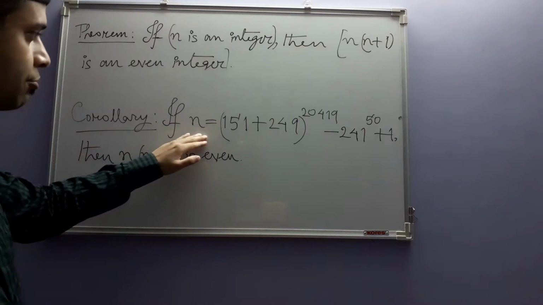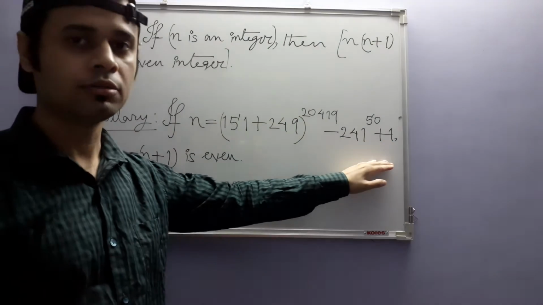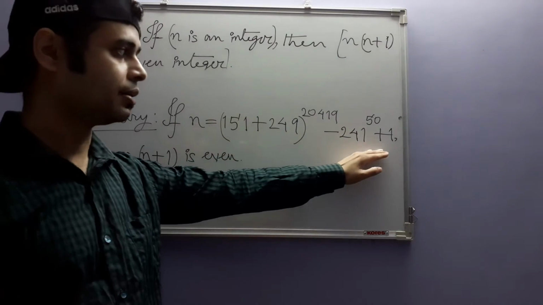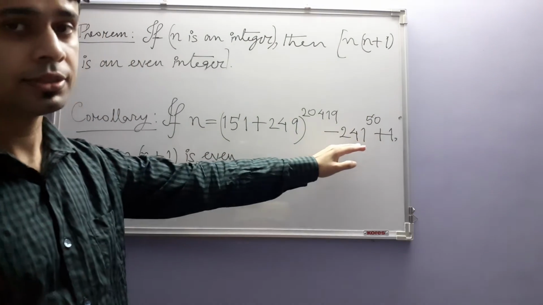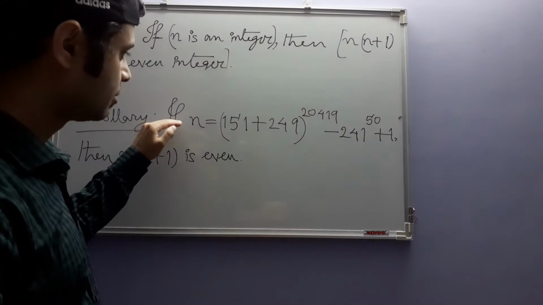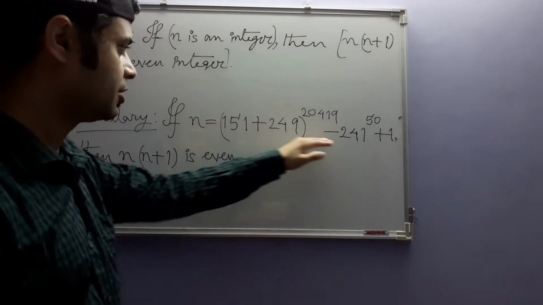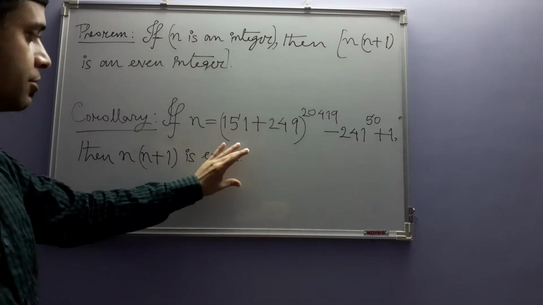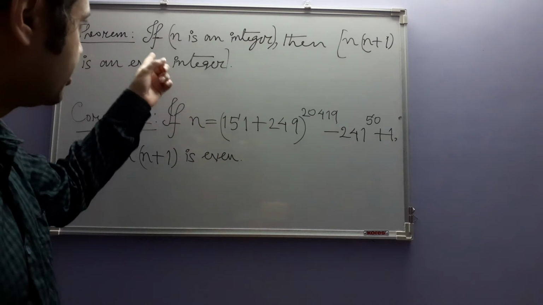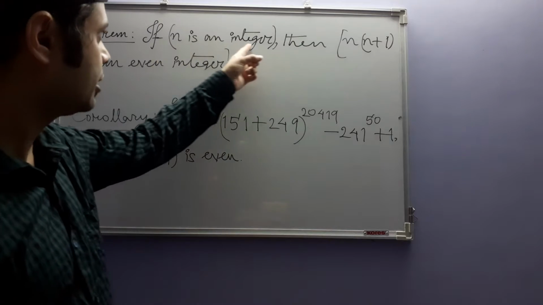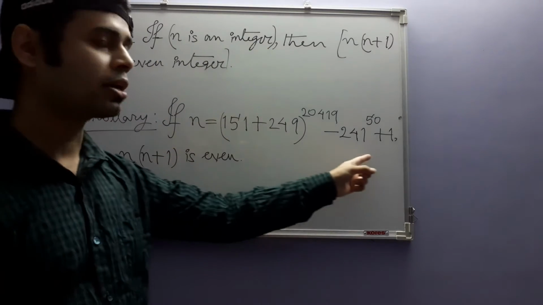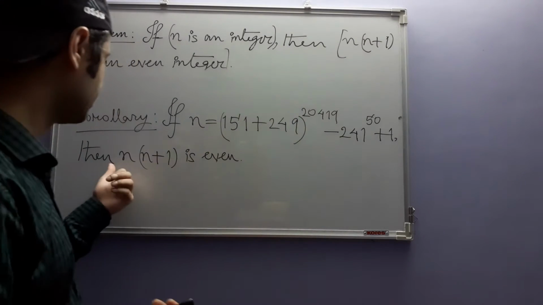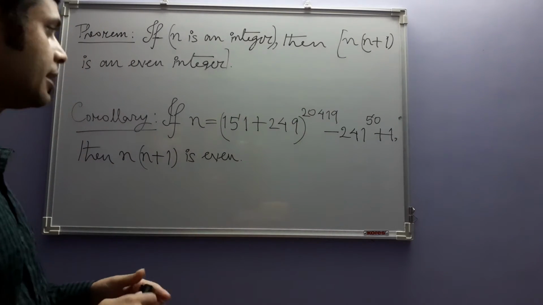This corollary, now we have taken a specific value of n, although this may look like a very large, and indeed it is going to be very large value of n, then n times n plus 1 is even. And why is this a corollary to this theorem? Because here n can be any integer, so this particular case is a corollary. In this case also we know that n times n plus 1 is an even integer.